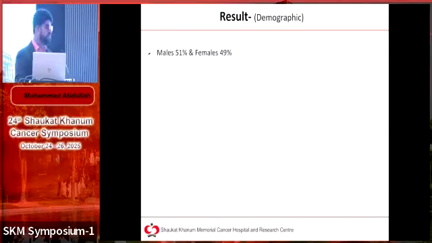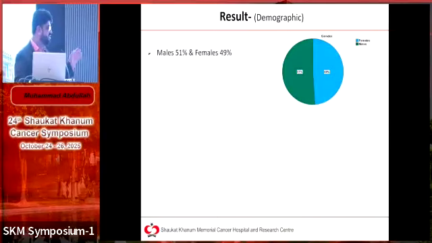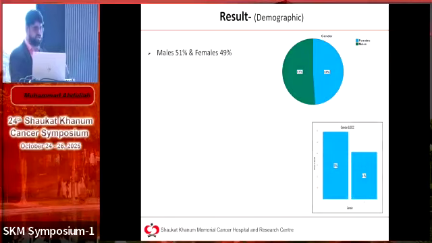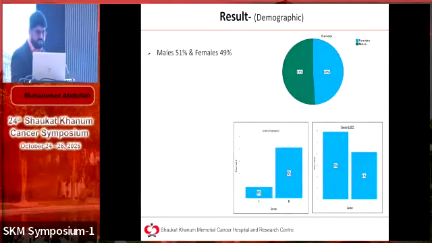So, the results. First is the demographic data. Our study included 51% male and 49% female. Graphically, the pie chart shows the overall situation. Another finding is about gender with squamous cell carcinoma: 59% male and 41% female. For adenocarcinoma, the male share is 82% and female only 18%. So males have a higher risk of developing adenocarcinoma.